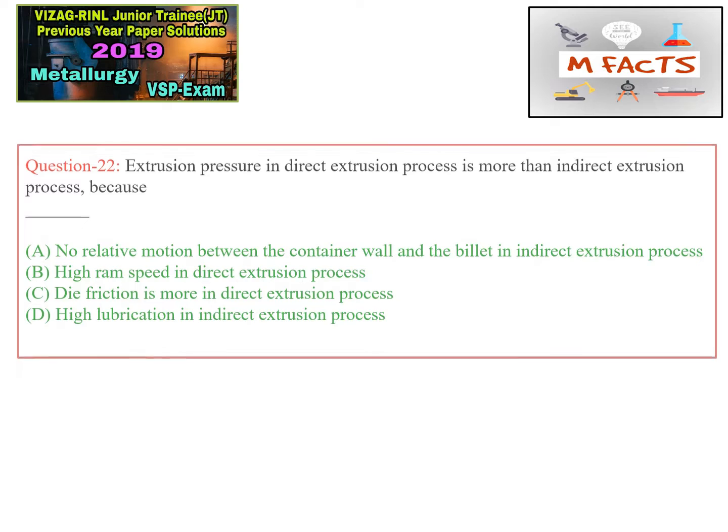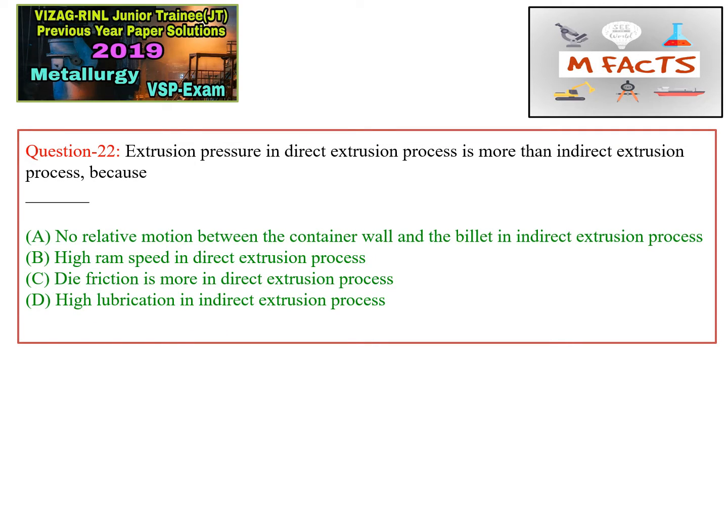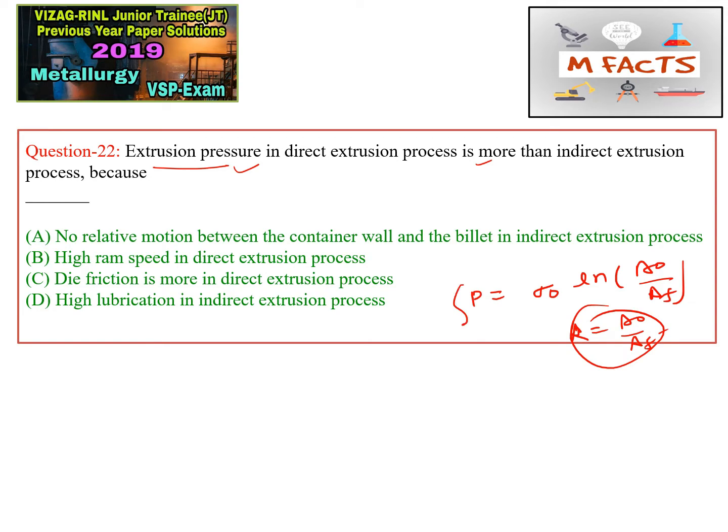The next question is: extrusion pressure in direct extrusion process is more than indirect extrusion process. So they are asking why the extrusion pressure in a direct extrusion process is more than indirect extrusion. About the extrusion pressure, we know the formula, that is P is equal to sigma ln of A naught by AF. Here we know this R, the extrusion ratio, is A naught by AF, and we have already discussed this extrusion pressure in detail in our previous videos.